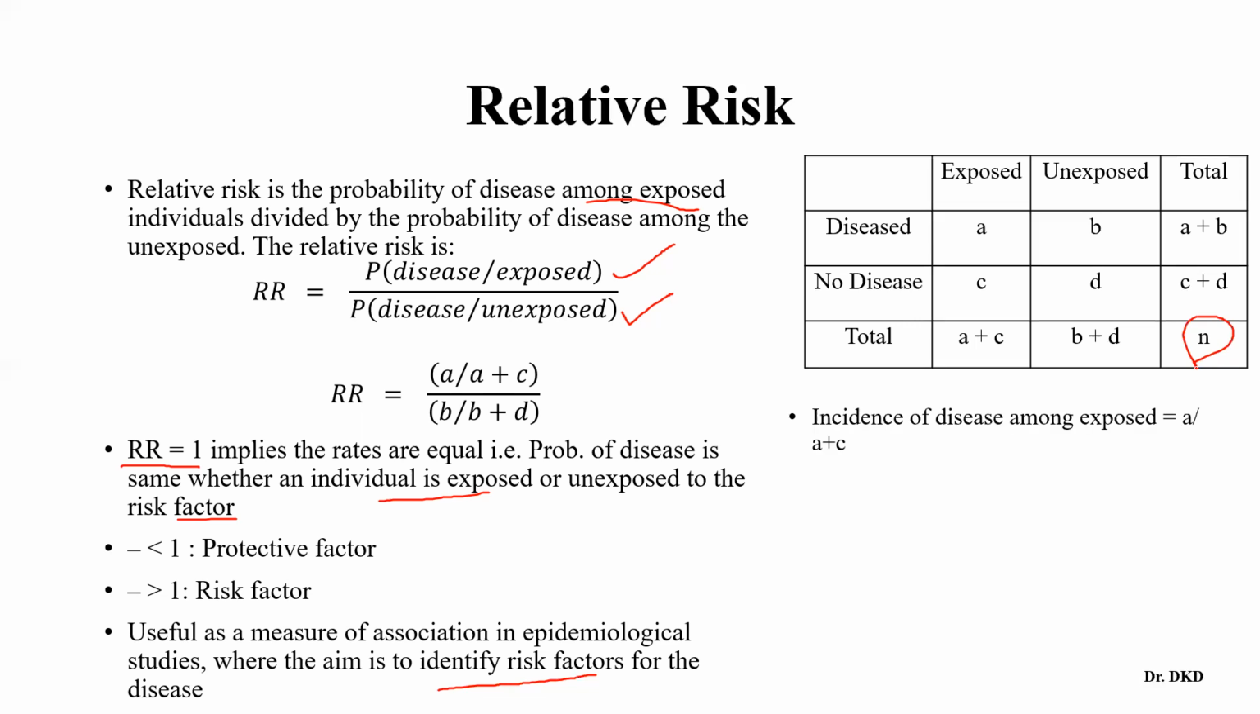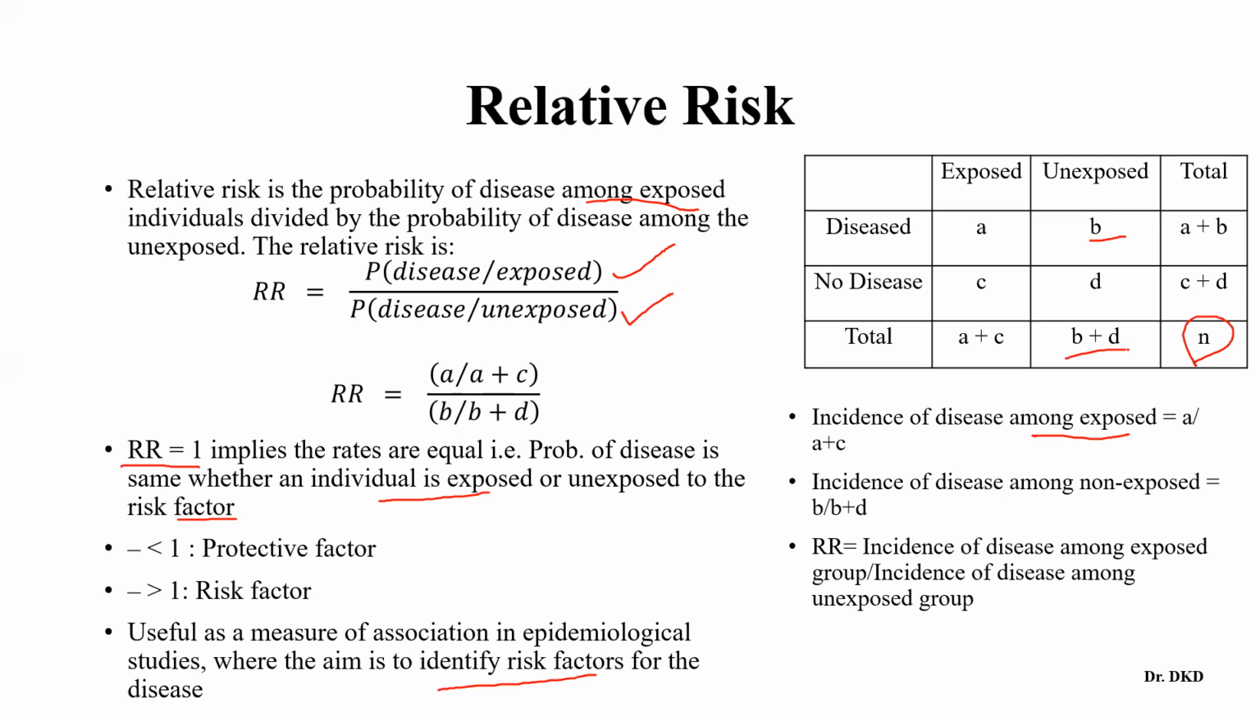The other way we can define it: incidence of disease among the exposed is A divided by A plus C, and incidence of disease among the non-exposed is B divided by B plus D. So relative risk is the incidence of disease among the exposed group divided by the incidence of disease among the unexposed group, mathematically A divided by A plus C, over B divided by B plus D.